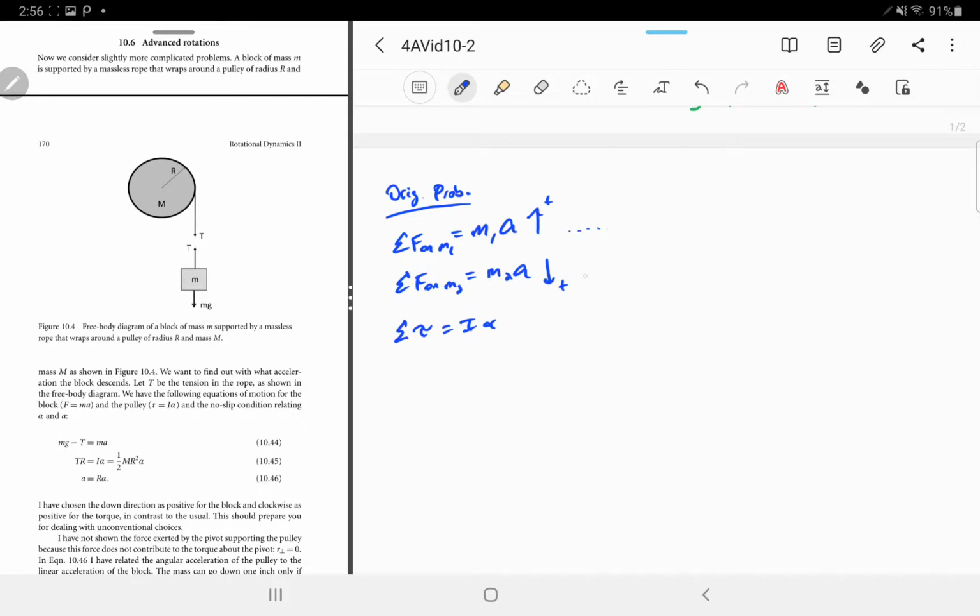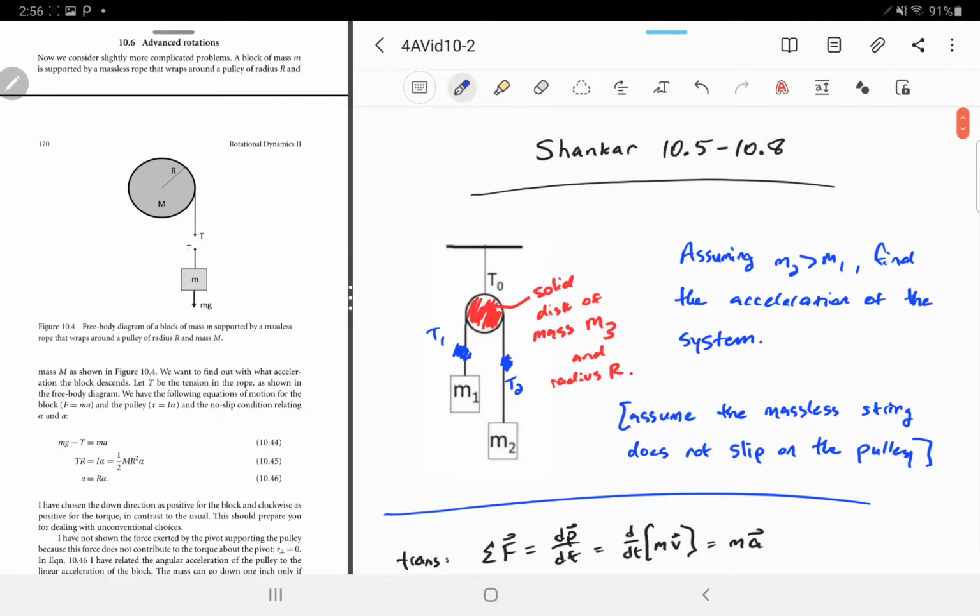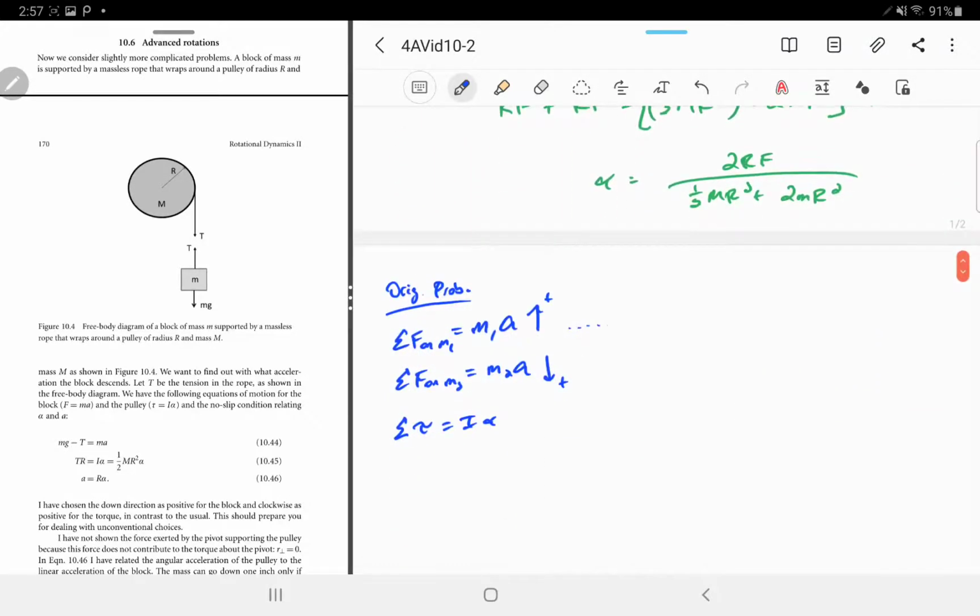So, like I said before, you've been trained in these first two for several weeks now, so these should be pretty clear. Focusing on M1 first, there's T1 pulling up and there's M1G down. So for this first equation, we have T1 minus M1G. This is going to be a positive quantity because this thing is going to go upwards. So the net force on M1 is upwards, and equal to M1A. For the second one, it's similar, except we just have to remember that it's M2G that's bigger than T2, which is why this thing goes down.